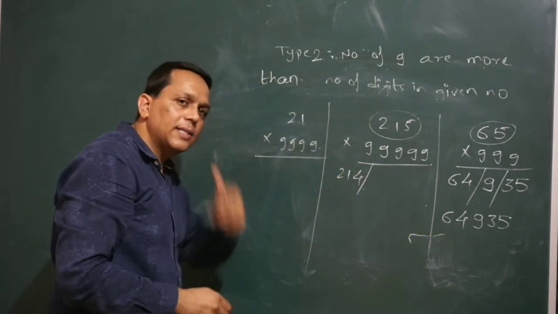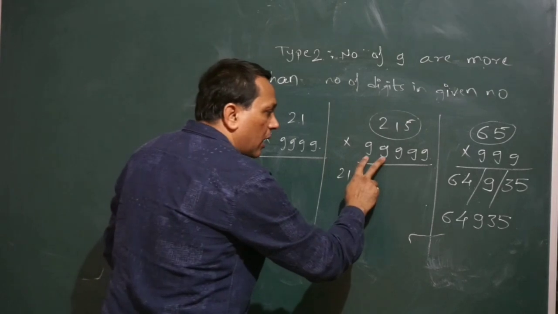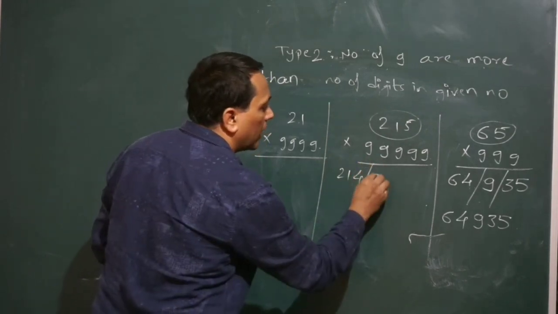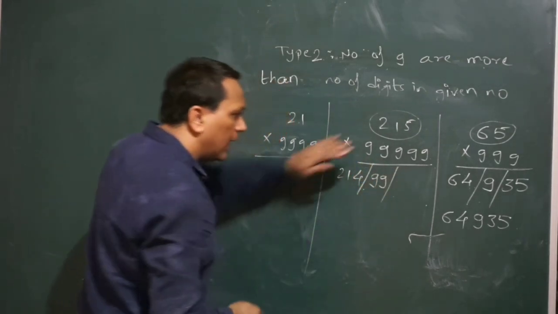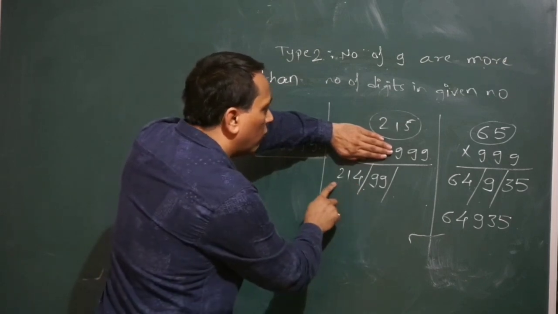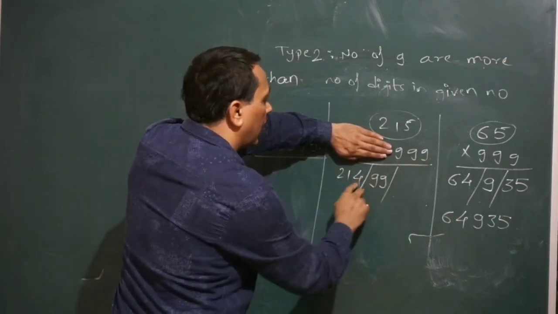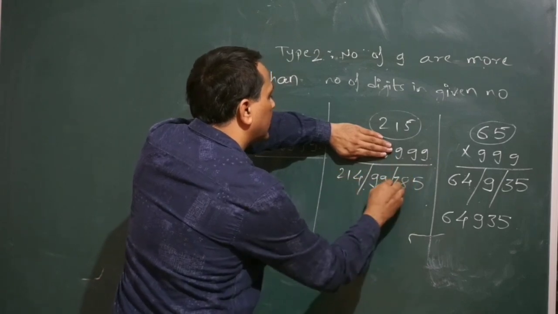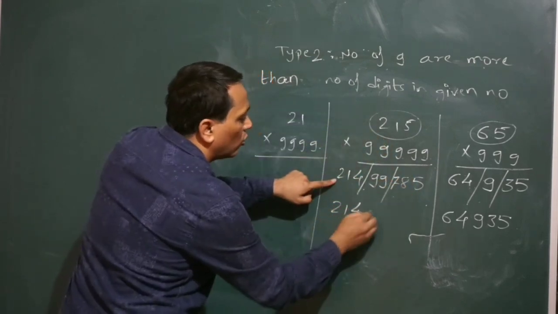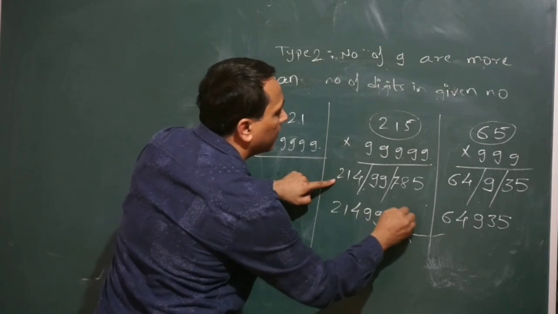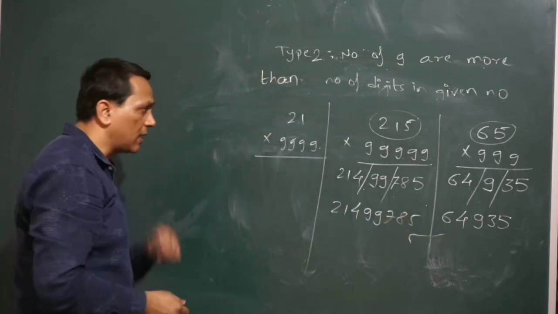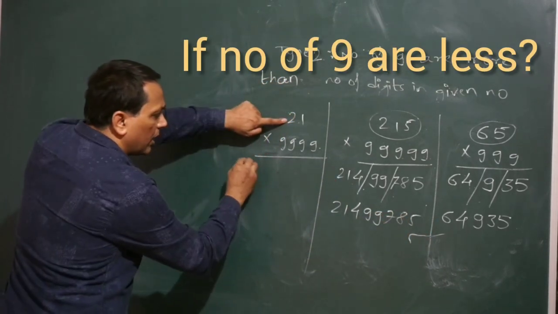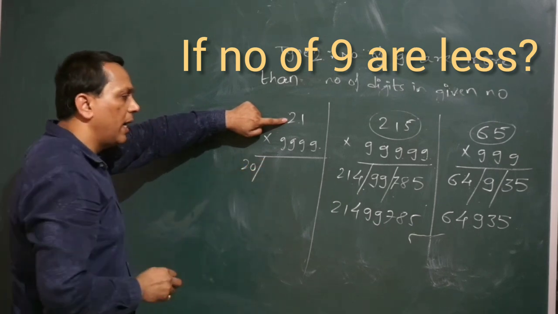Similarly, in this question, for the first part we reduce this number by 1, it becomes 214. How many 9's are more here? Here two 9's are more, so we write two 9's here. And then we subtract 214 from 999. 9 minus 4 is 5, 9 minus 1 is 8, 9 minus 2 is 7. So the answer is 214999785.